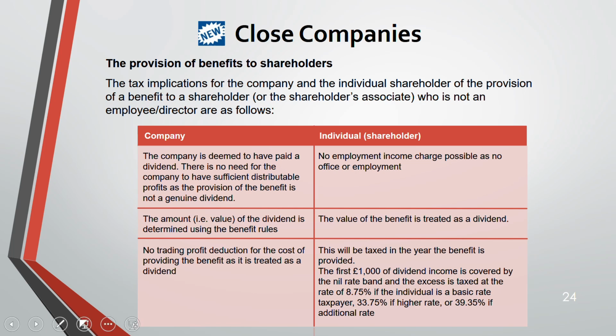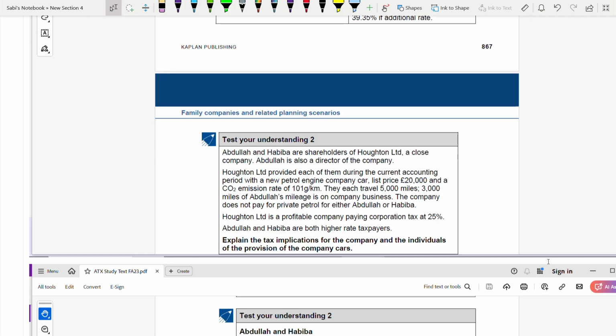Now let us do a question. Test your understanding too. Explain the tax implications for the company and the individuals of the provision of the company costs. Here it's about Abdullah and Habiba. They are the shareholders of a company which is a closed company. Abdullah is also a director of the company.